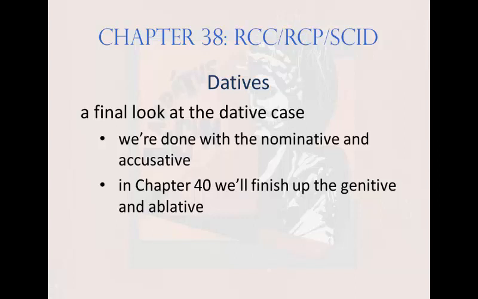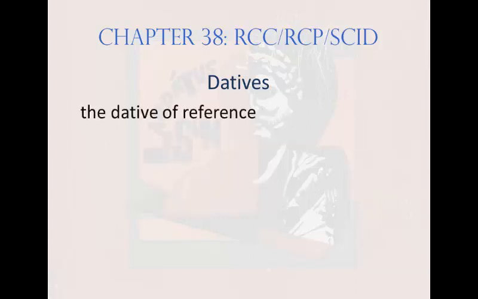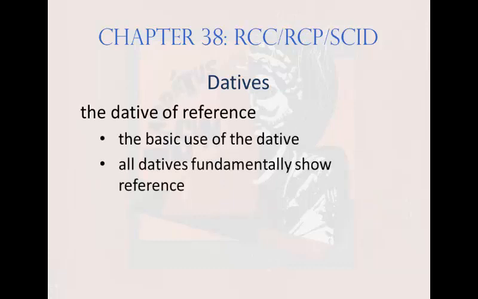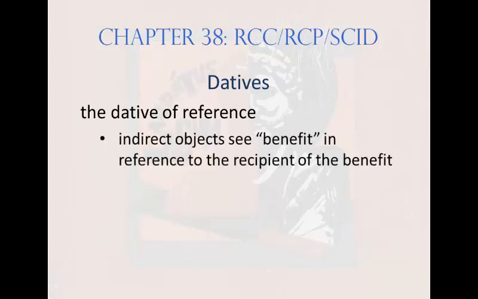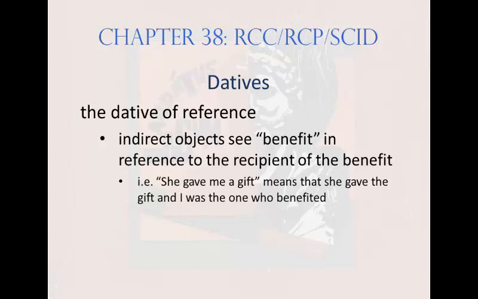When it all comes down to it, if there's one guiding sense that underlies all datives, it's reference. Reference is the dative's basic use. All datives fundamentally, one way or another, show reference. That is, the perspective from which an action or thought is seen. Indirect objects, for instance, show from whose perspective there was benefit in some act of giving. She gave me a gift means her giving of the gift was a benefit from my perspective, because I was the recipient of her largesse.